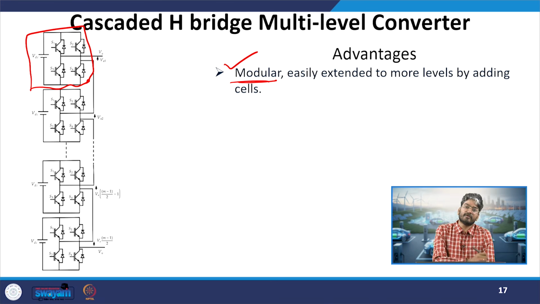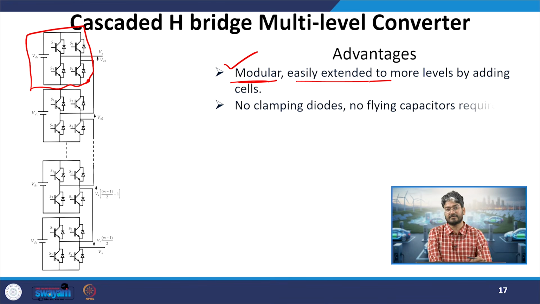When we go for maintenance of this circuit, when the circuit is modular, or in future suppose I have developed an 11 level converter and now I want to shift it to 13 level, I can just add one more module and go to the 13th level. Whereas in the previous cases, whether it was diode clamped or flying capacitor based, they do not have this modular flexibility. So it is easily extendable by adding more and more H-bridges.